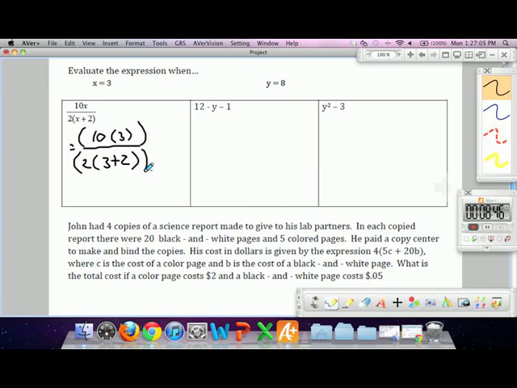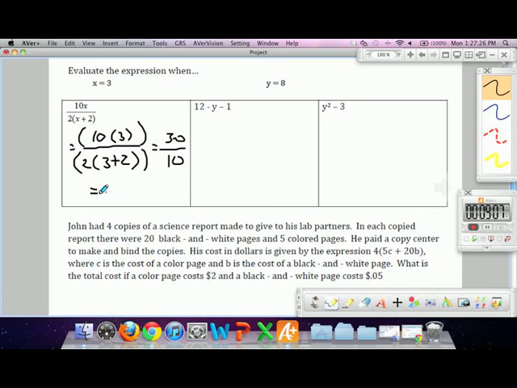In either case, you get 10 times 3 is 30. And you get, let's see, 3 plus 2 is 5. 5 times 2 is 10. And what's 30 over 10 the same as? 3.